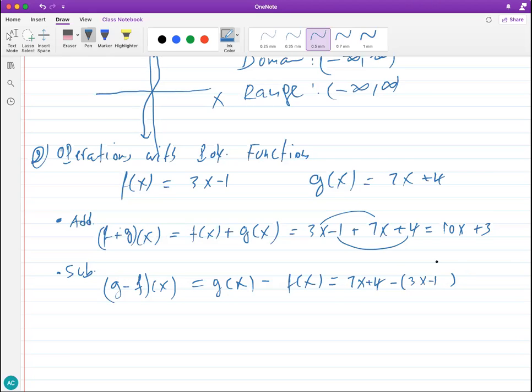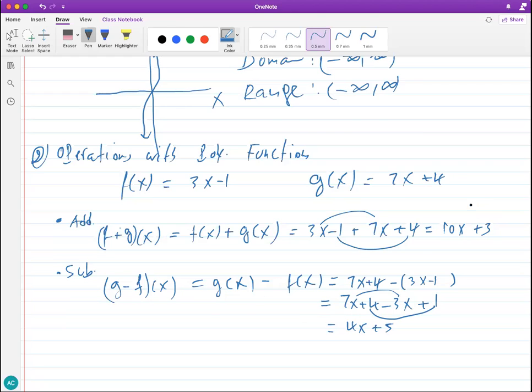So what do you do first here to simplify this? You distribute the negative sign. All right, I'm going to distribute this first. 7x plus 4 minus 3x minus 1. Combine those like terms. 4x plus 5. Okay. So that's the difference of these two functions.